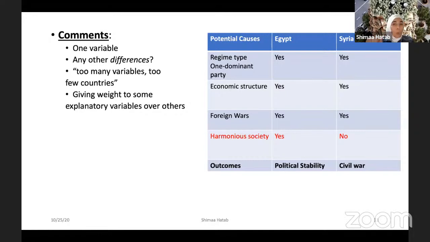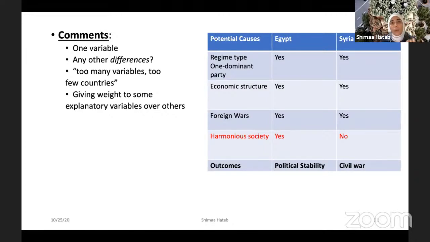So I actually qualify this kind of variable as an X, as an independent and explanatory variable that would help me understand how X causes Y, how this degree of harmony in society leads to different outcomes after the regime breakdown or after the initiation of the mass mobilizations.